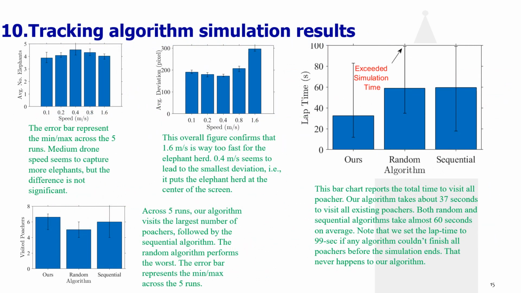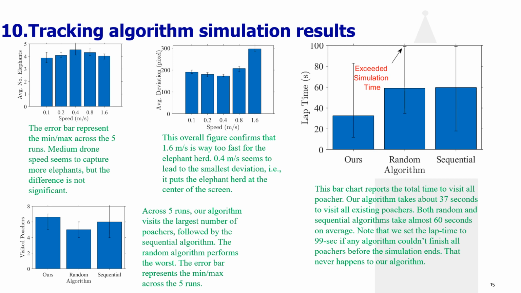Here are our tracking algorithm simulation results. Before we begin, let it be known that the error bar represents the minimum and the maximum across the 5 runs. The first graph shows that 0.4 meters/second gives us the most amount of elephants visited during the 90 seconds.